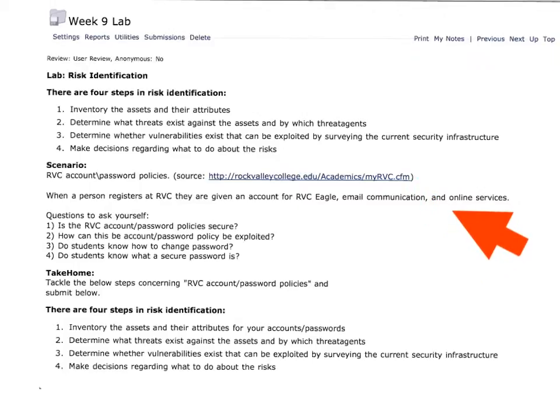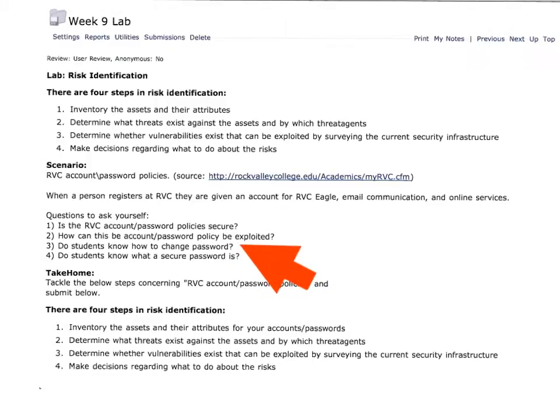When a person registers at RBC, the scenario is they're given an account for RBC Eagle, email communication, online services. Whether they know it or not, it's given to them and set up within 24 hours. That's the setup in place. It's been that way for a number of years. So here are the questions to ask yourself. Is the RBC account password policy secure? Number two, how can this account password policy be exploited? Number three, do students know how to change their password?